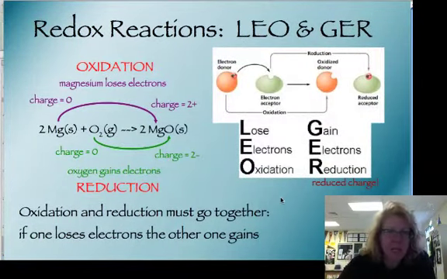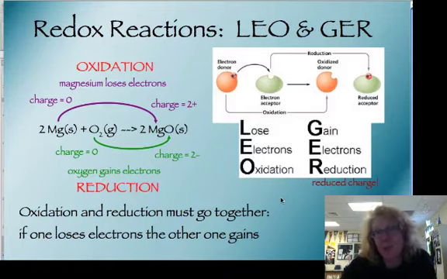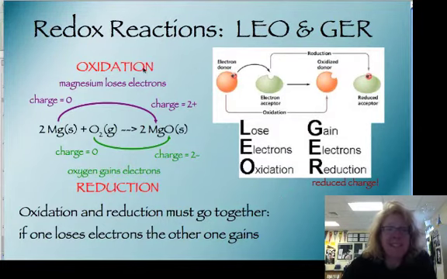So how do we know which is which? The key here is taking a look at which one loses and which one gains. Oxidation and reduction, first of all, these two have to go hand in hand. If one is losing electrons, then something else has to gain them. And if something gained them, they had to come from somewhere, and that somewhere is who lost them. So by definition, the loss of electrons is called oxidation. So magnesium here, which becomes more positive, has lost electrons, therefore that is called oxidation. The gaining of electrons is by definition called reduction. So oxygen here is gaining electrons. It's going from a 0 to a 2-.